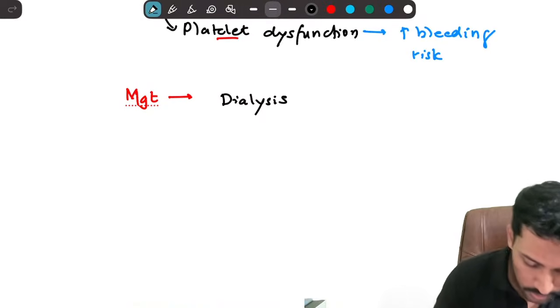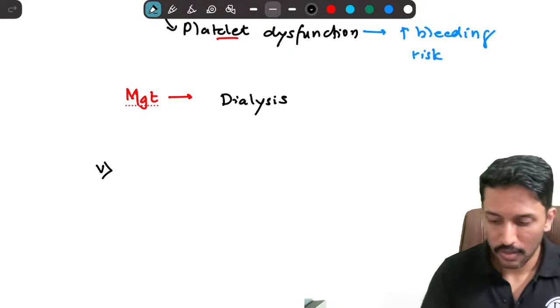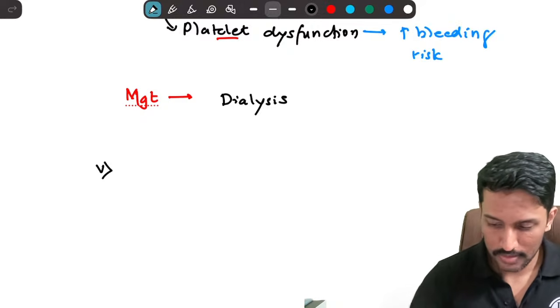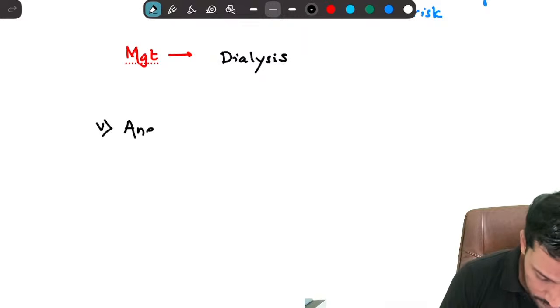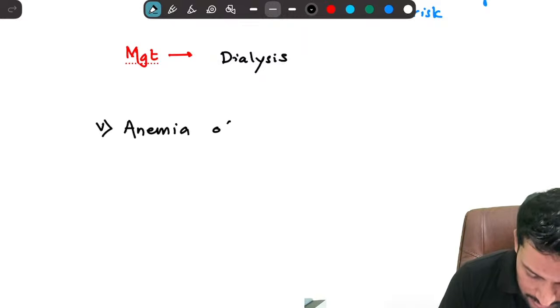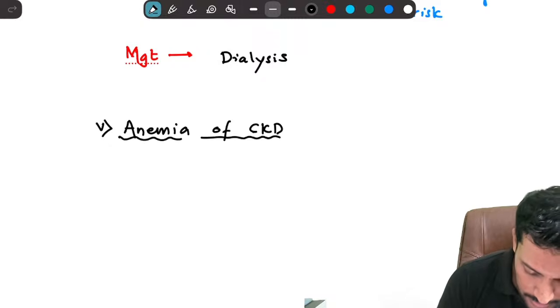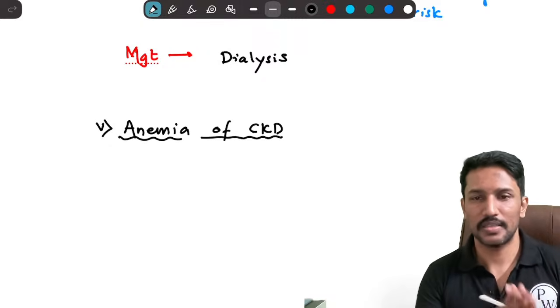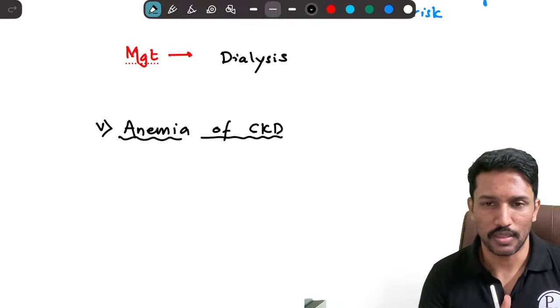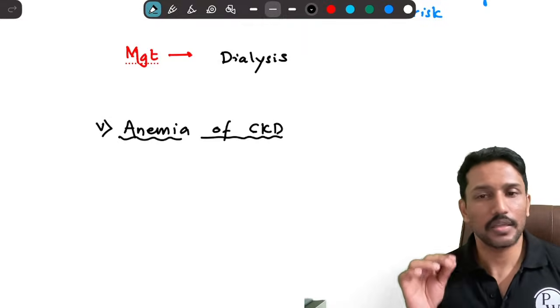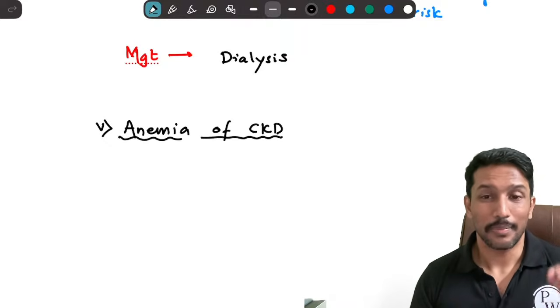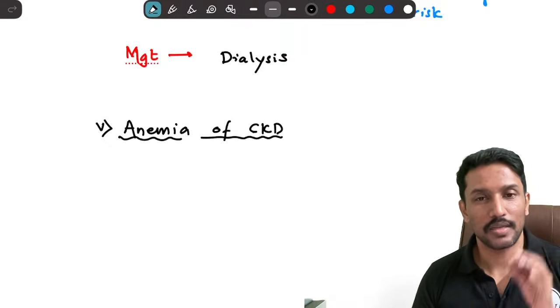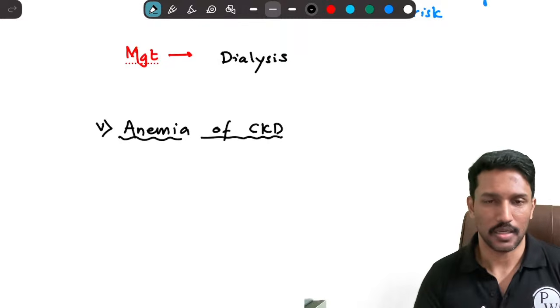Now let us talk about one last complication of the CKD. So what is this? Anemia of CKD. Now many universities are asking anemia of CKD as a major component of CKD question. It's like define CKD, enumerate the causes for CKD, list the important complications of CKD, write a brief on the mechanism and diagnosis and management of anemia of CKD.